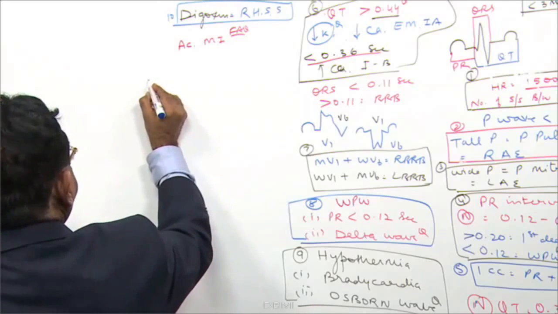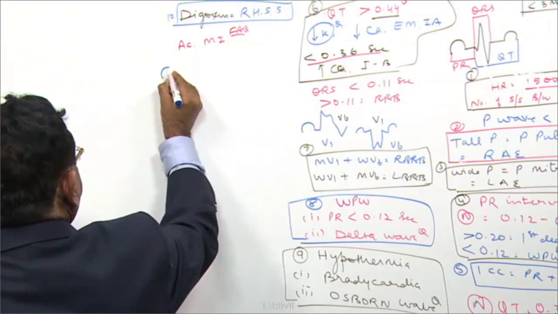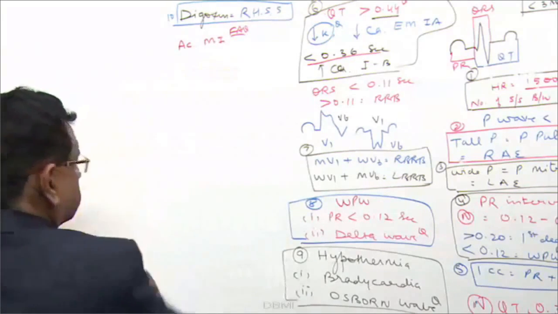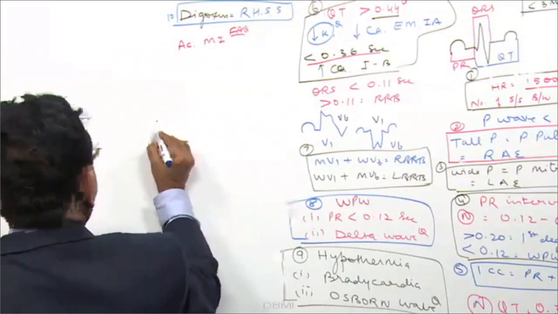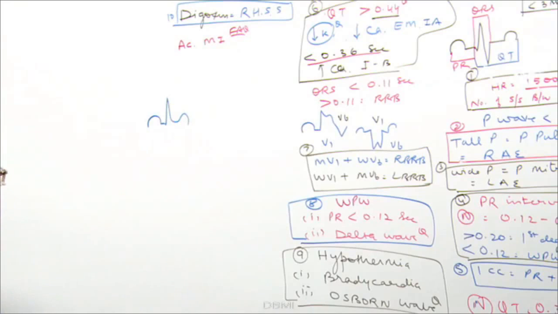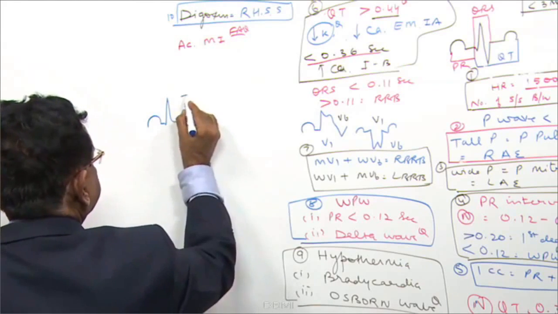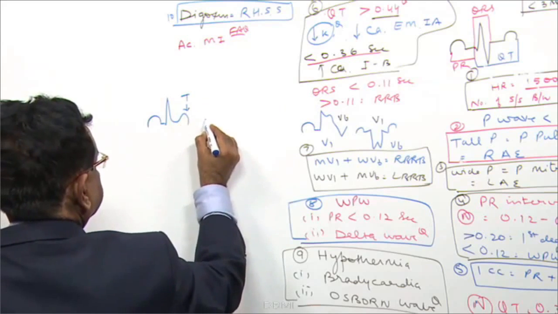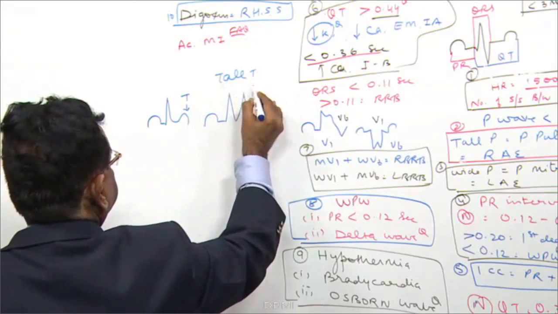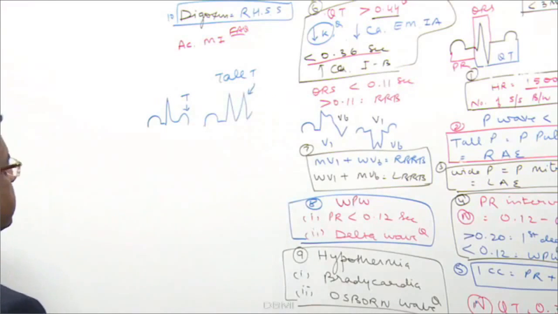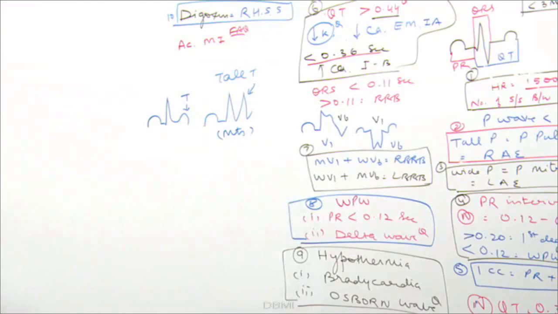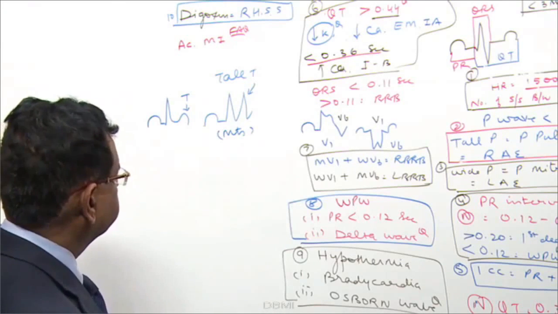This is the normal recording. Now when the acute MI occurs, the first finding is tall T wave. This is the T wave. The T wave has gone tall, and this occurs within minutes of acute MI. The first finding is tall T wave.